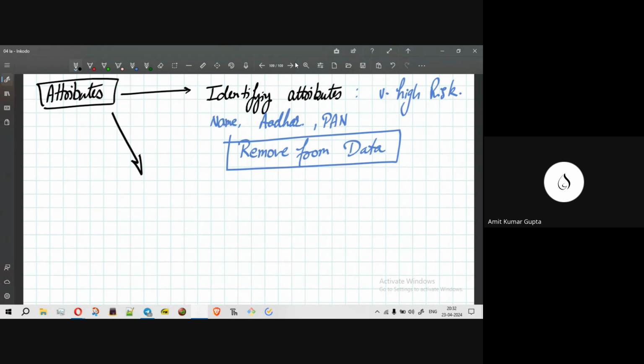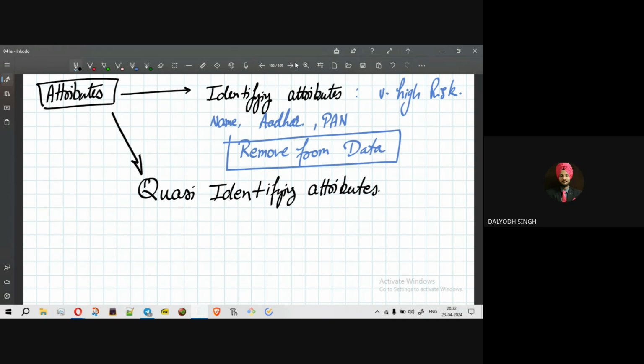So what is the second? The second is, how to pronounce this word. Quasi. Quasi. Okay, whatever it is. Someone good in English? Come on, man. Why so serious? Quasi-identifying attributes. Quasi. Okay.